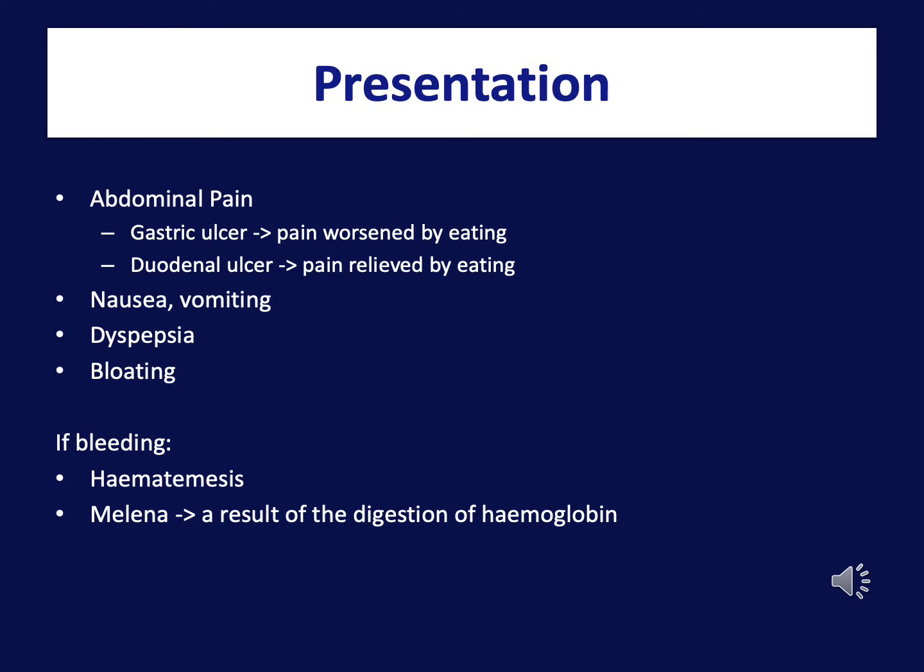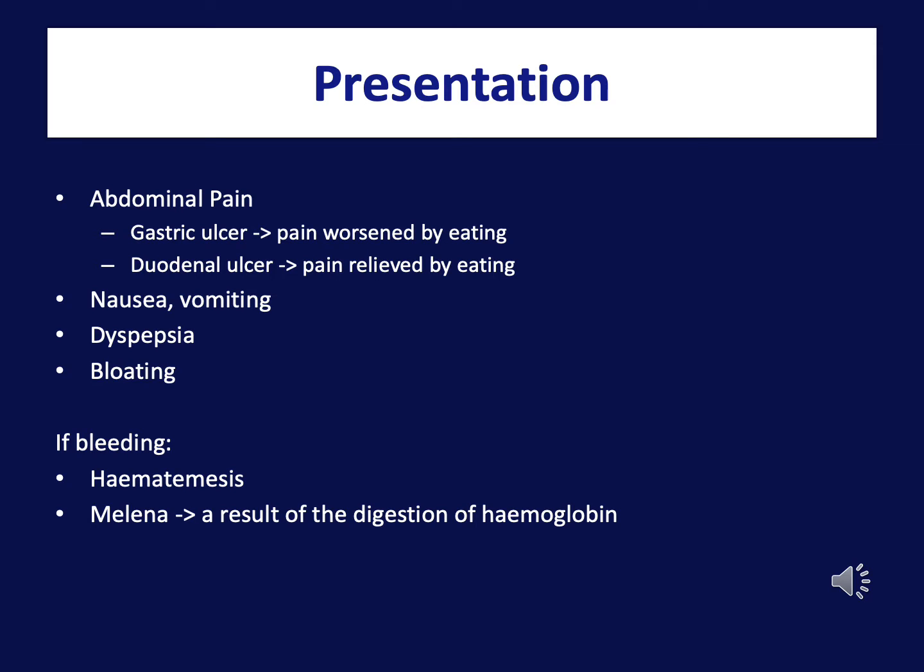So, how does peptic ulcer disease present? The main finding is abdominal pain. Now, it's a classic MCQ question on differentiating between gastric and duodenal ulcers. So if you think about it, there's a breach or a break in the epithelial surface. It's exposed and sensitive. When acid touches that, it'll generate pain.